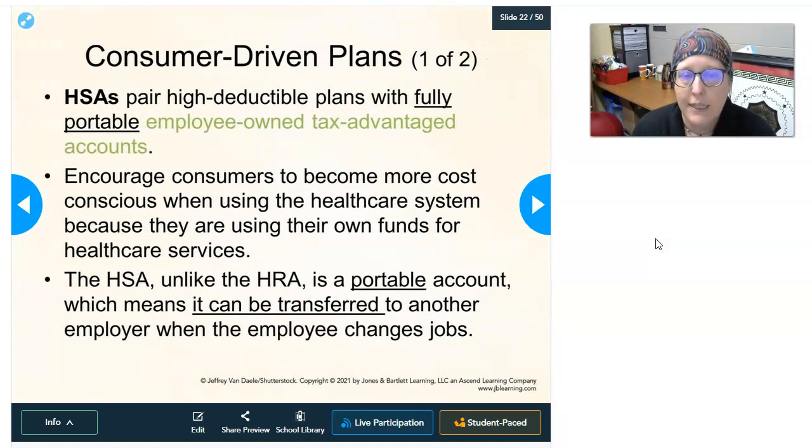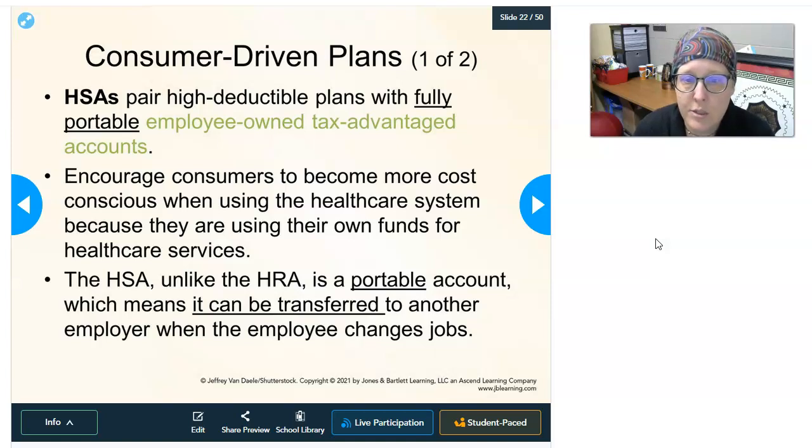Whereas the health savings account is fully portable. So again, it pairs a high deductible plan with a fully portable employee-owned tax-advantaged account. And so with this one, if you leave the company, it goes with you, and the money that you've put into it can stay in it, or the money that your previous employer put into it stays in it.